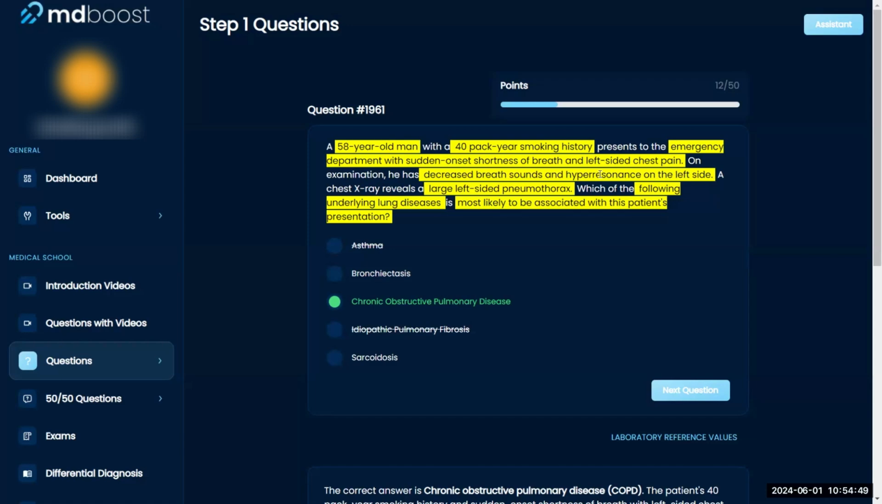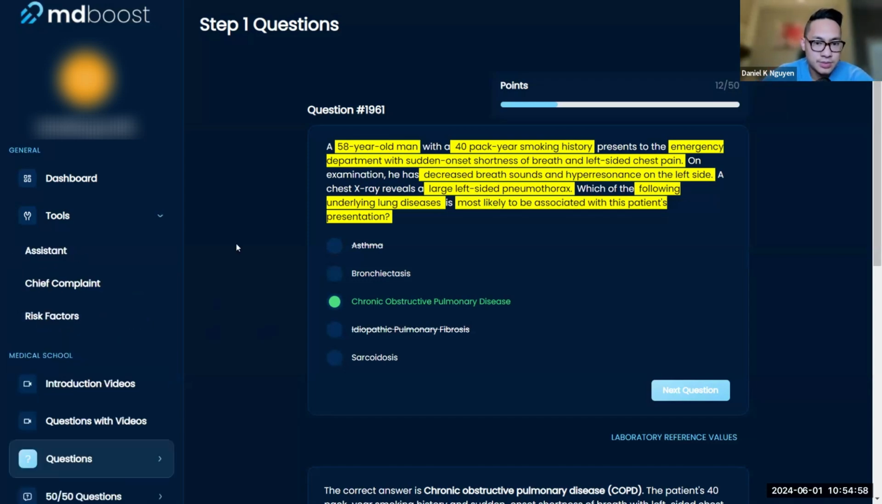Is this our tapping on a patient's back? Yeah, so tactile fremitus, right? So one of the things you can use is here.